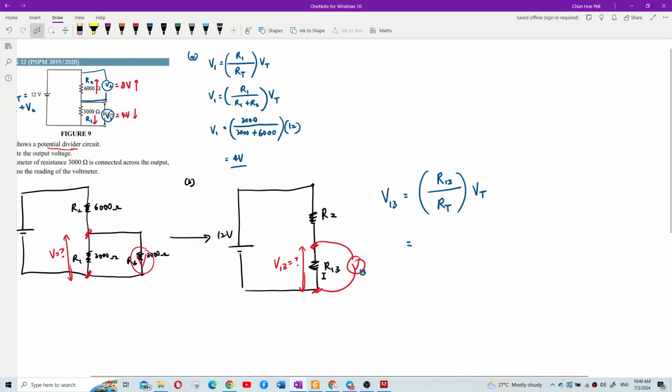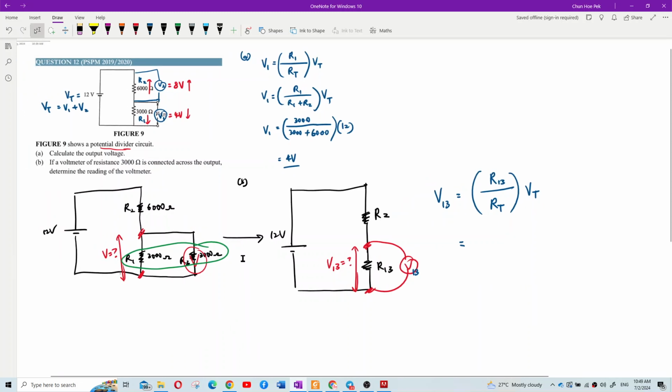Okay, this is R13. Need to find R13 first. Need to combine this first. Combine into one first. R13 first. So, this is parallel, right? So, how do you do parallel, class? Parallel. So R13 equal to 1 over, right? 1 over R if parallel. 1 over R1 plus 1 over R3.